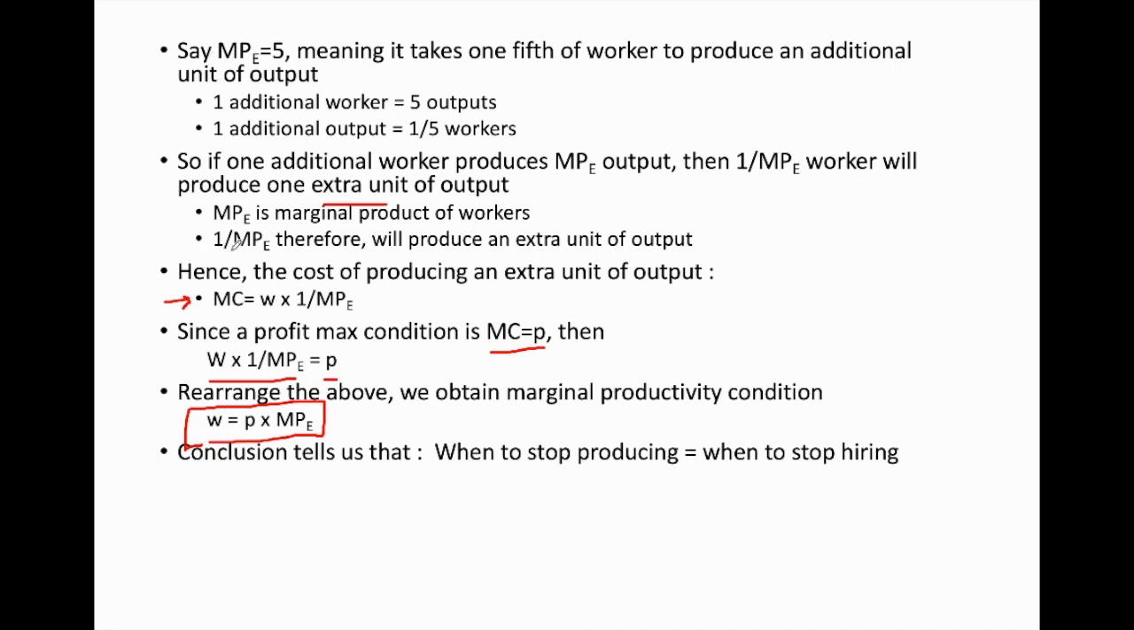We start by identifying the marginal cost, marginal revenue conditions, and from there we work out to this second rule, the marginal productivity condition. The conclusion of the exercise therefore tells us that the question of when to stop producing should equal when to stop hiring. So these two rules are identical in that context.